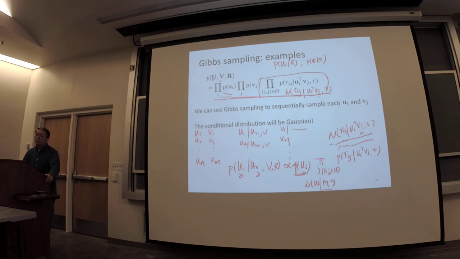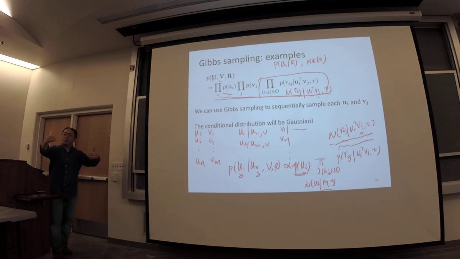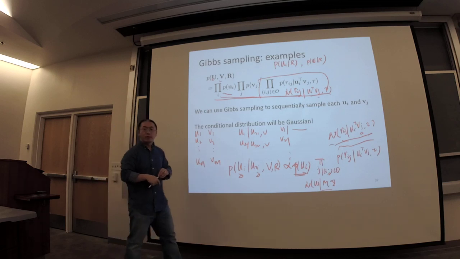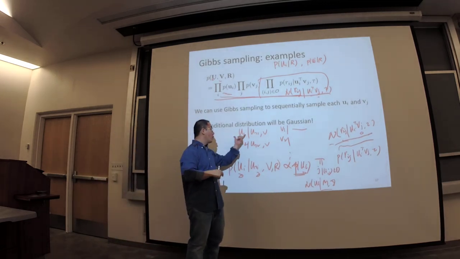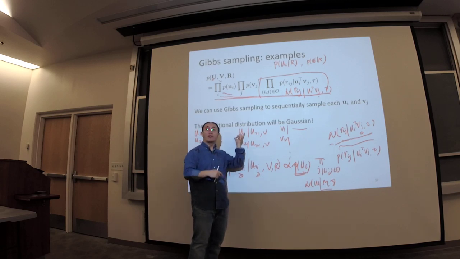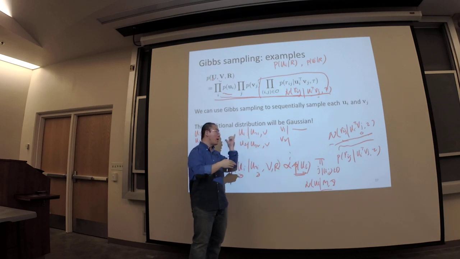So then for each user, we're generating a vector. Yeah, you're generating a vector for each movie. Or I guess K. Your U1 will be a k-dimensional vector. So it's kind of a block update. Every time you update a vector rather than a single scalar.